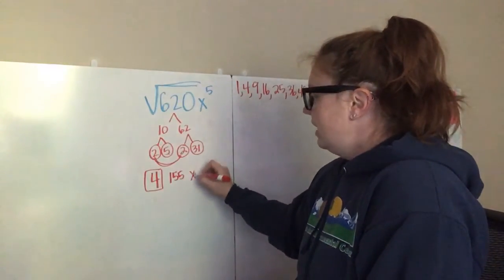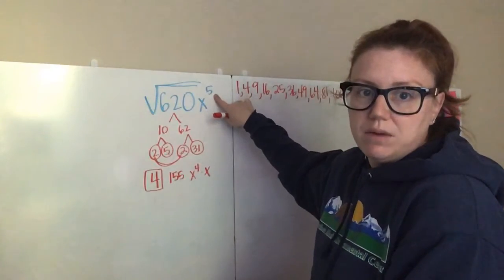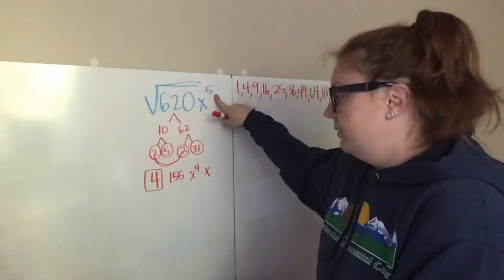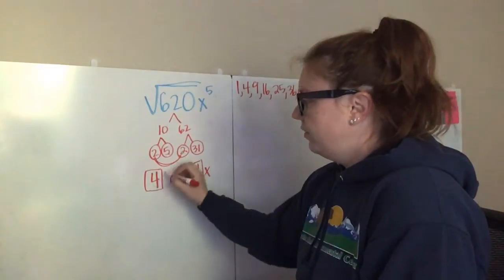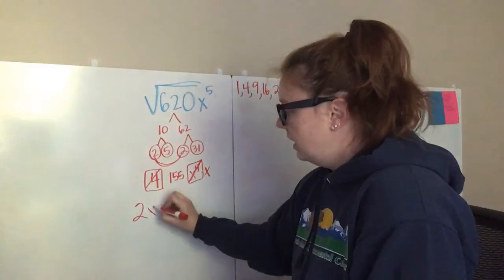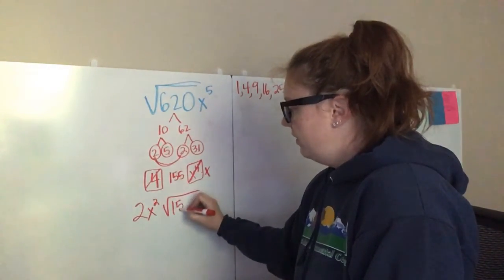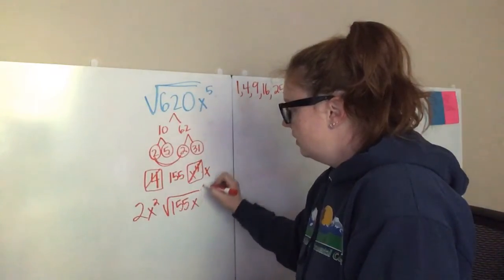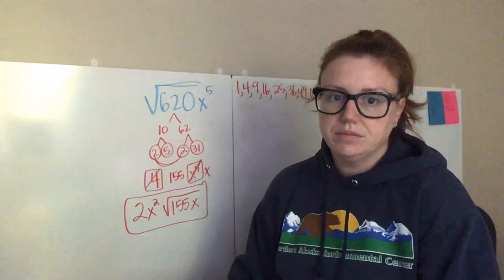And then I'd have x to the 4th times 1, because this is x to the 5th, and I want to make it even, so I subtract 1 out. So the square root of 4 is 2. Square root of x to the 4th is x squared. And 155x stays underneath the radical.